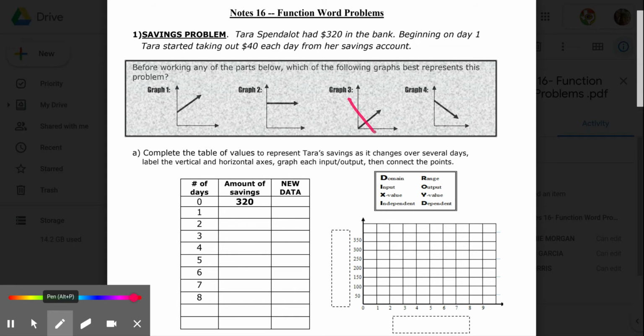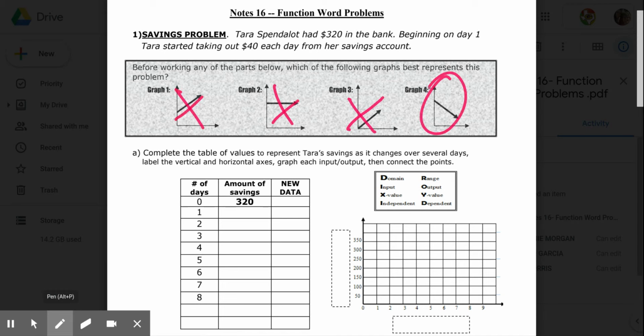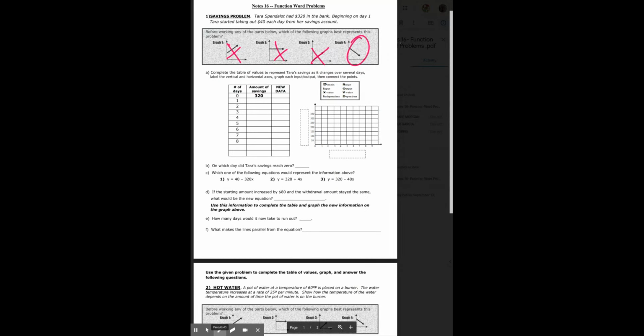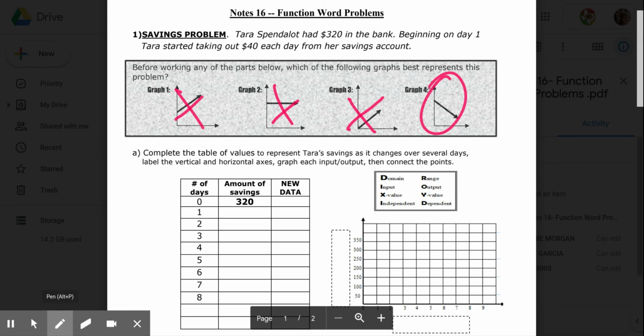So she did not start with $0. And one thing is she did decrease. She didn't increase, she didn't stay the same, she actually decreased. So what we're going to do here is complete the table. Let's just wait on the new data. We'll pick that up a little bit later on.